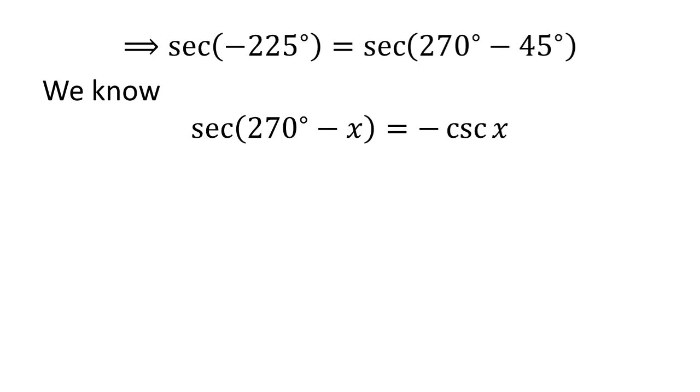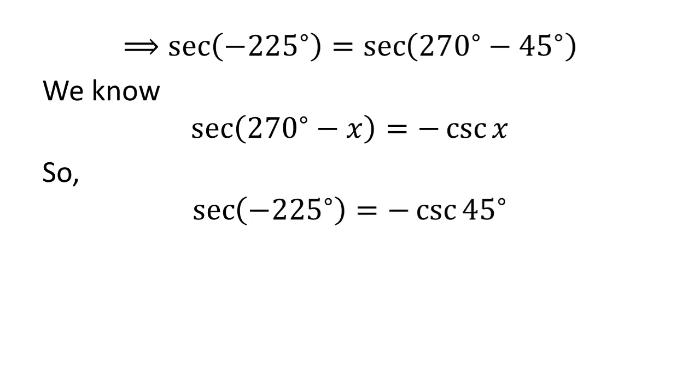As we know, the trigonometry identity secant of 270 degree minus x is equal to minus cosecant of x. The video explaining how to derive this identity is appearing in the upper right corner. Also, the URL address of the video has been mentioned in the description section.